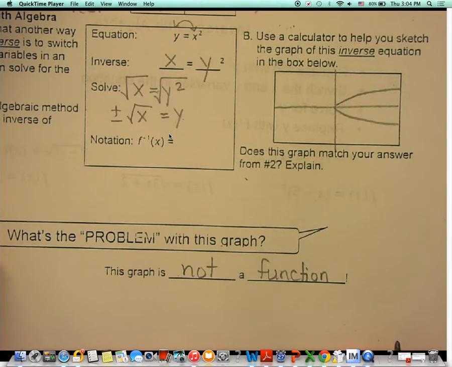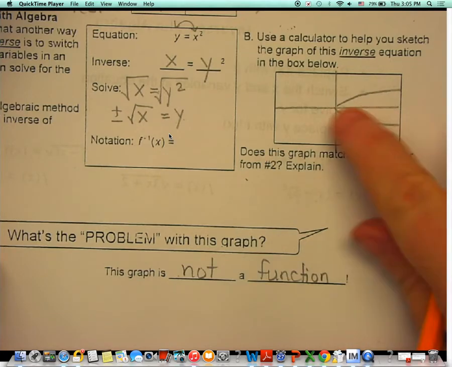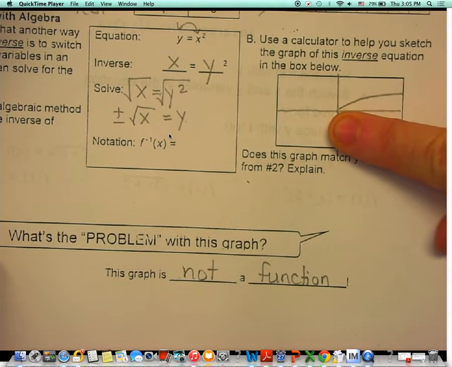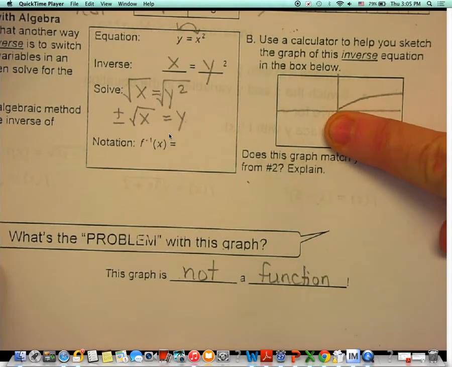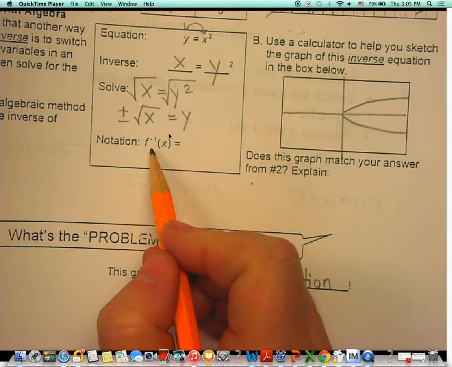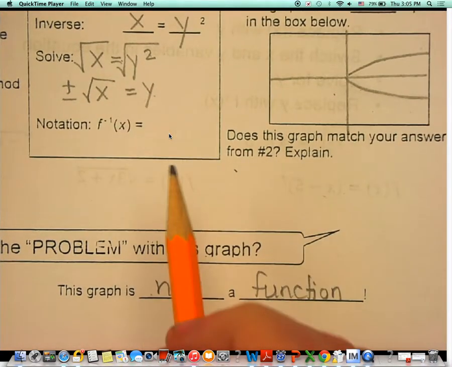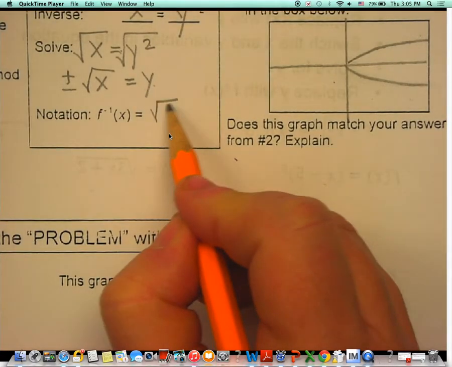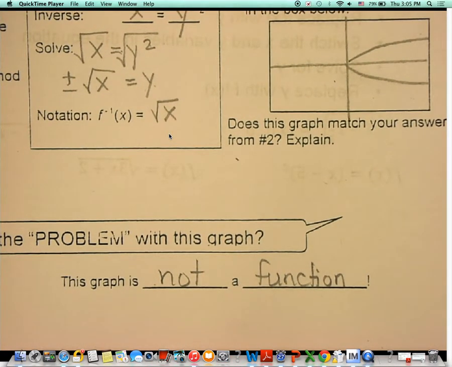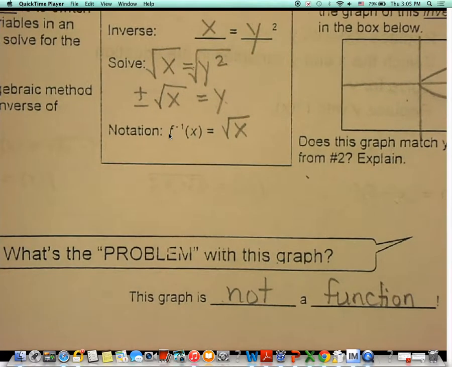Rotate. Okay, but then it wouldn't be square root of X anymore. Could we get rid of some of it? Yeah. What part would be a good part to get rid of? The negative part. If you get rid of the negative part, would it be a function? Yes. Okay. And that's what we're going to do. We're going to get rid of the negative part and just have the positive part. So this is another way to write function. This is function notation. This means the inverse of f of x. The inverse of f of x would be the square root of x. We can't put plus and minus because then it wouldn't be a function. So we just put the positive part. Okay, everybody got that part?